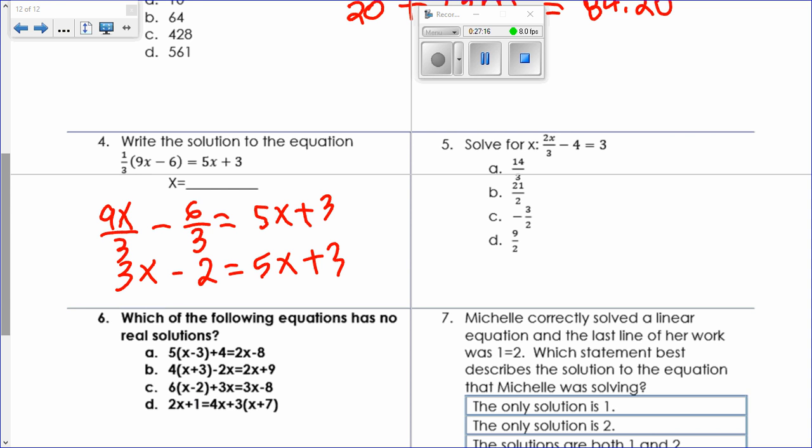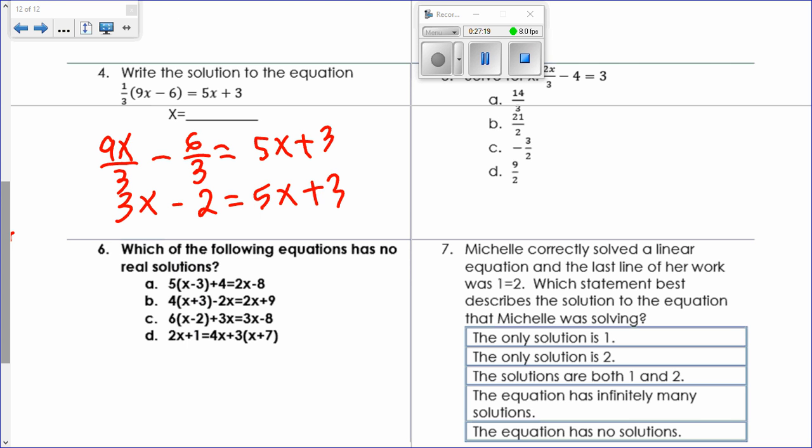We'll go through number 7 now. It says Michelle correctly solved the linear equation, and the last line of her work was 1 equals 2. Which statement best describes the solutions to the equation she was solving? How many solutions does she have if you have 2 different numbers? None. No solutions. You have 2 different numbers, you end this way. You have no solution. This is the correct answer. You will never have 2 solutions. Do the rest of these. When you're done, you have homework tonight.